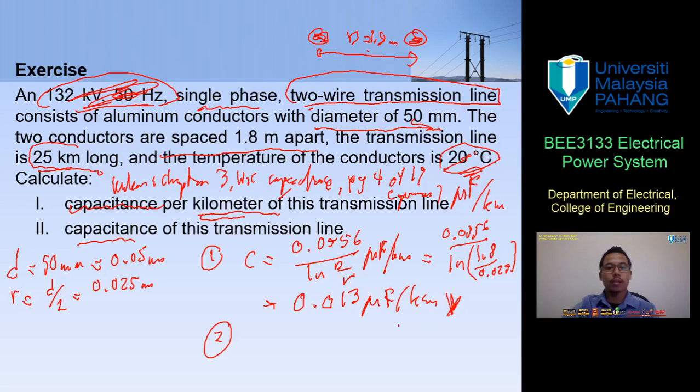The second question asks about the capacitance of this whole line. It looks no different, but it is, because the line is 25 kilometers long. Very easy. Since per kilometer we get 0.013, we simply multiply 0.013 by 25. Then you get a capacitance of 0.325 microfarad for the 25 kilometers.